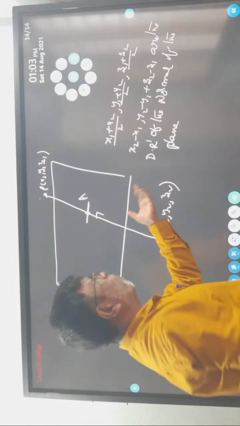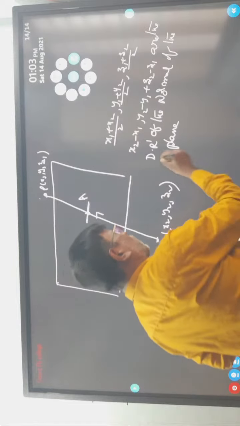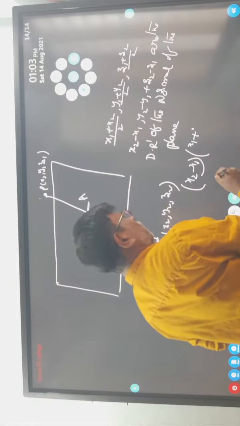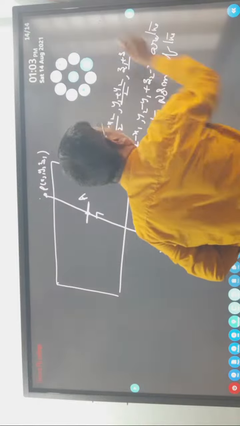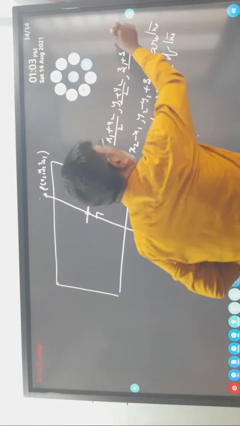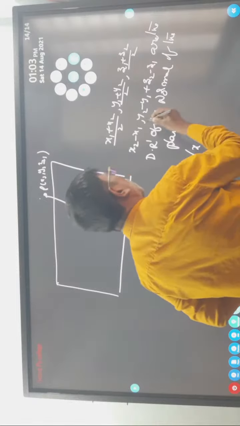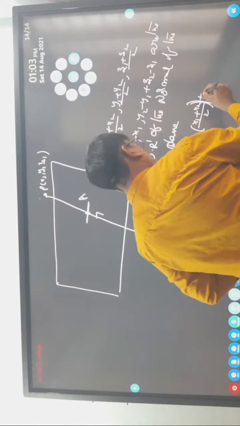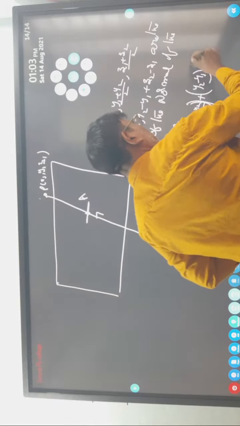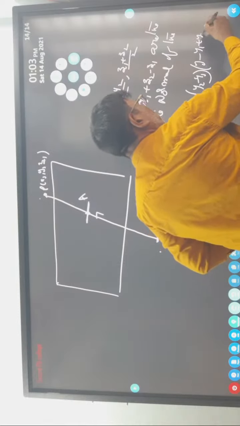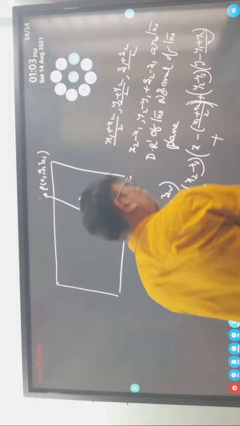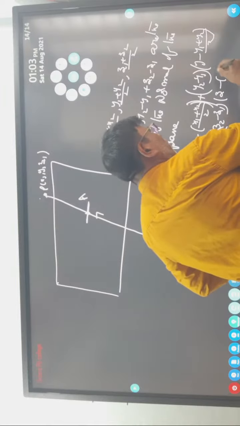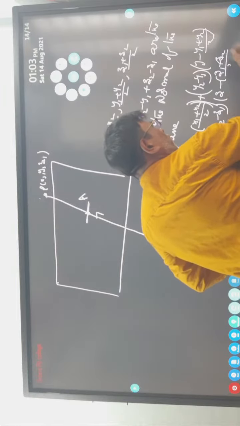Now, how can I find the plane equation? I know the point directly. The formula we are using: (x2 minus x1) into x minus (x1 plus x2) by 2, plus (y2 minus y1) into y minus (y1 plus y2) by 2, plus (z2 minus z1) into z minus (z1 plus z2) by 2. This is the formula we are using.